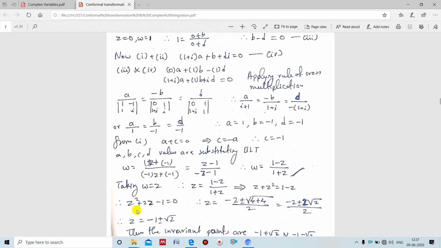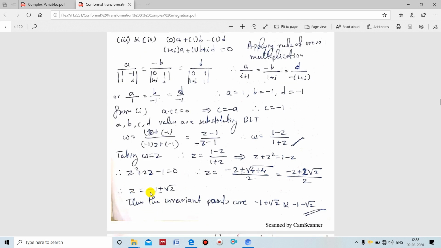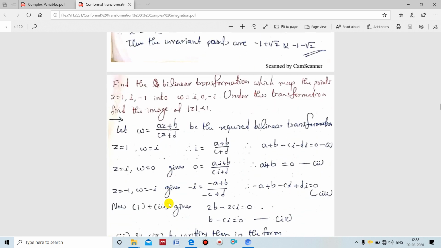It is a quadratic equation. On solving we get z is equal to minus 1 plus or minus root 2. These are the invariant points, that is minus 1 plus root 2 comma minus 1 minus root 2. So these are the invariant points. For all the examples the procedure is like that. So let us solve one more example.